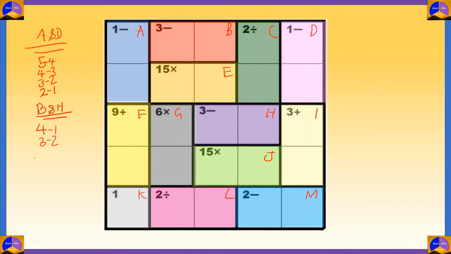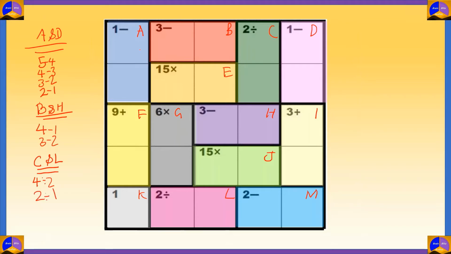Now cage C and cage L are the same, so they will have the same options. They both have two cells and the operation is division. So after dividing, our result must be 2. So the only options are 4 divided by 2 and 2 divided by 1.